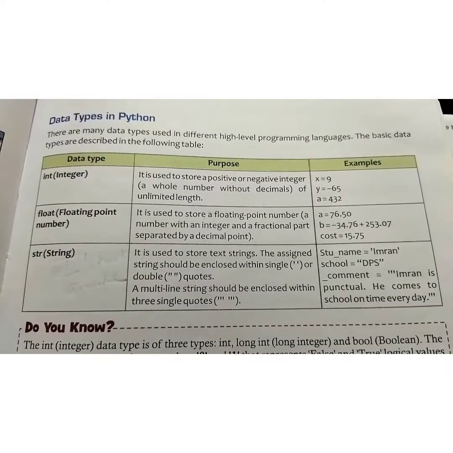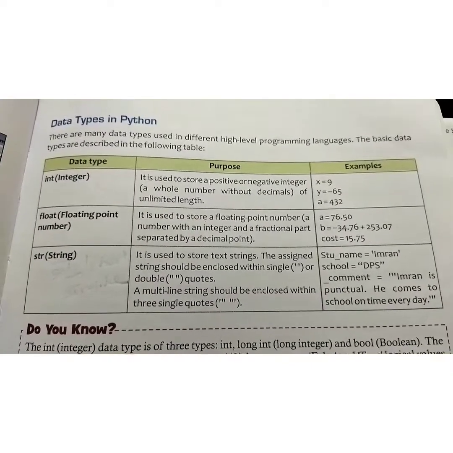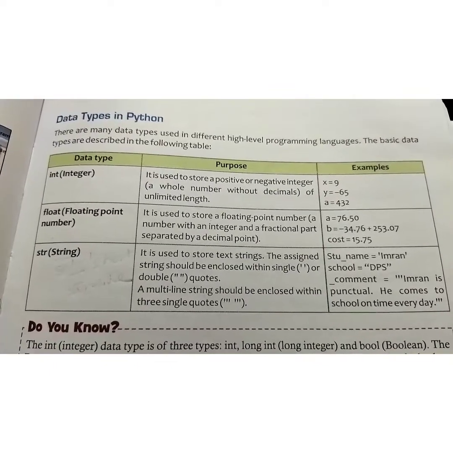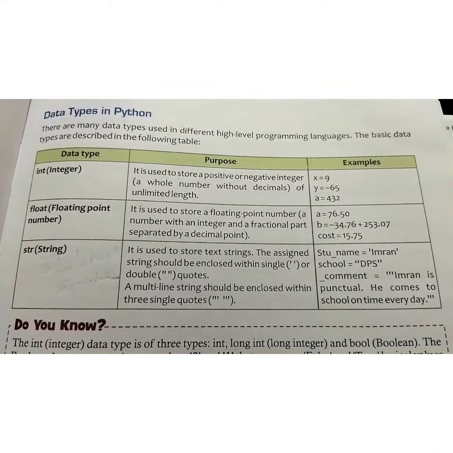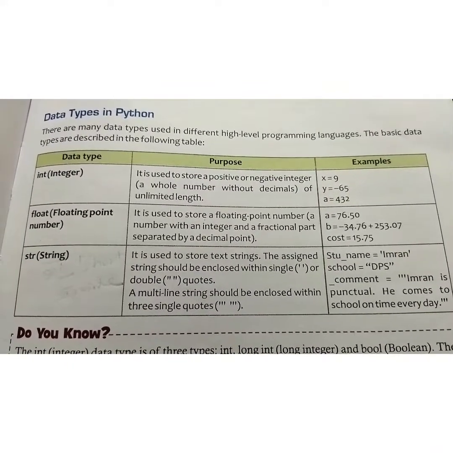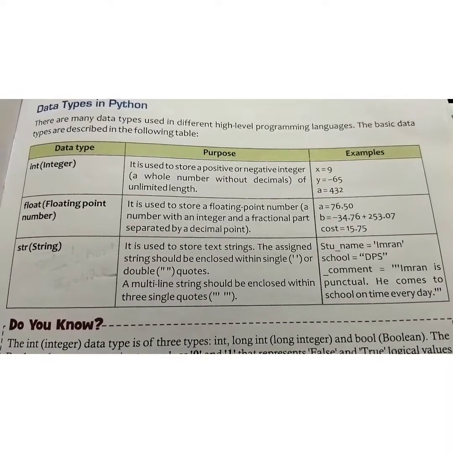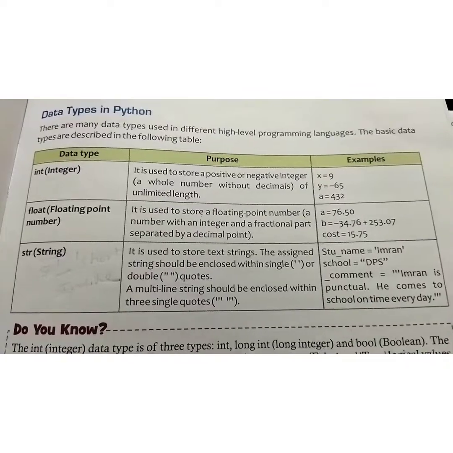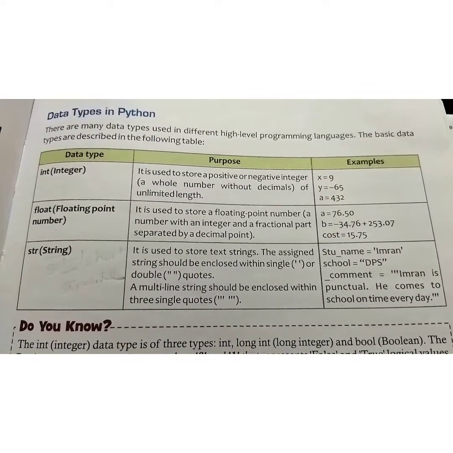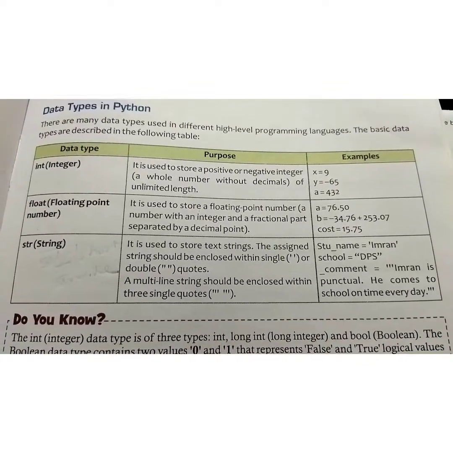There are many data types in different high level programming languages. The basic data types are described in the following table. The first data type name is int, integer. Its purpose is to store a positive or negative whole number without decimal of unlimited length. For example: x equal 9, y equal minus 65, a equal 432, etc.